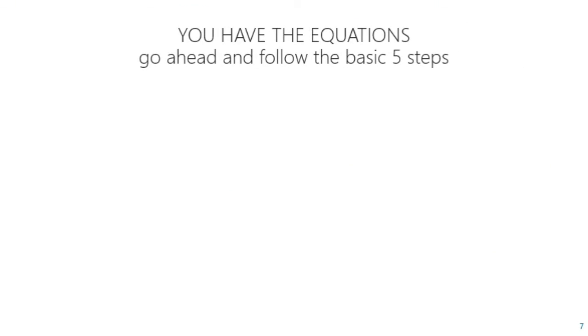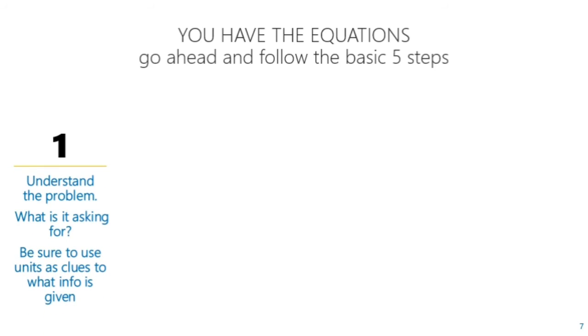Alright, so you have the equations. We're going to follow these 5 basic steps when you get these word problems asking you to calculate energy. First thing we're going to do is understand the problem. What is it asking for? Be sure to use units as clues to what info is given. Is it giving you distances, masses? Is there a spring constant somewhere in there? Does it have friction? All that stuff.